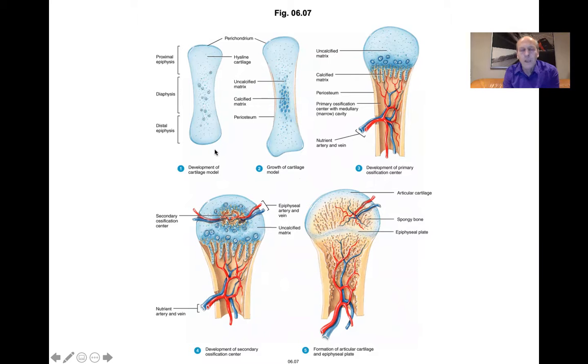So you know that it's going to be mesenchyme that forms the cartilage. So for a little while, instead of skeleton, we're going to have the cartilaginous models that are very similar to what the final product's going to look like. And you can see it has diaphysis or shaft, and then it has two ends or proximal and distal epiphysis.